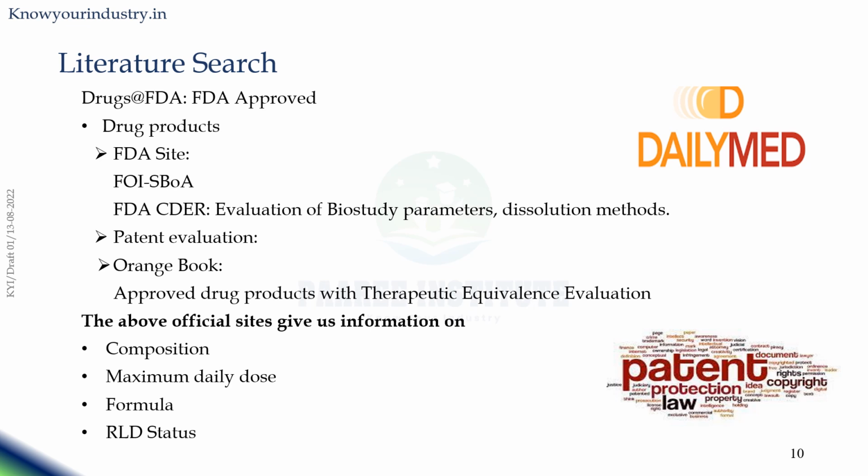And the next is patent evaluation. As we said, the Orange Book is one of the major websites where you can see the products available with their therapeutic equivalents. The above official sites give you the composition, the maximum daily dose, and what kind of formula, as well as the reference listed drug status.